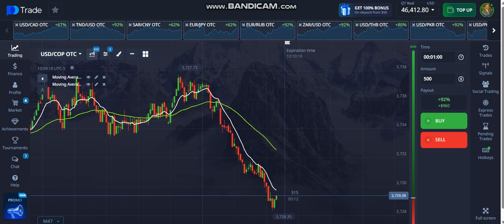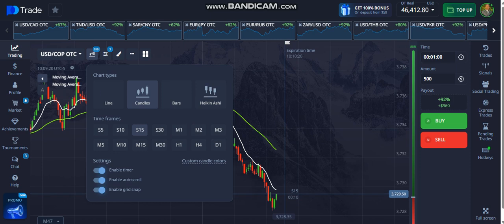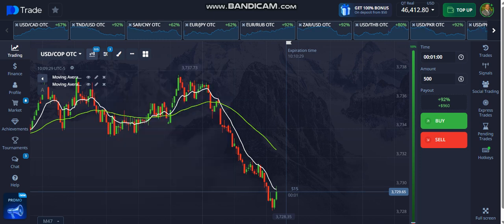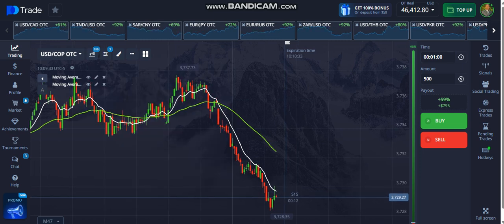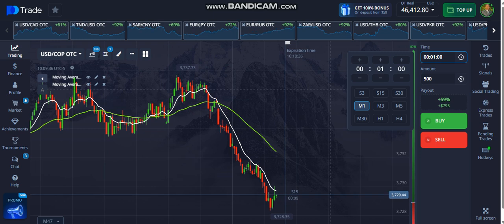Okay, and then in addition to that, my candlesticks are, as I mentioned, set to 15-second candles, regular Japanese candles. So each of these candles are 15 seconds. And my trade timer is set to 1 minute. Okay, let's pause the video and look for another setup.